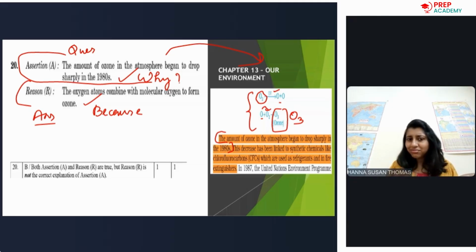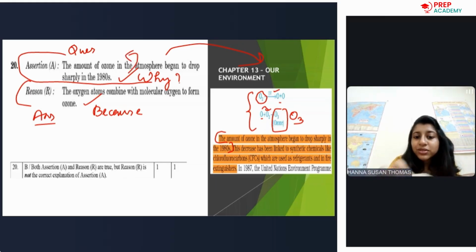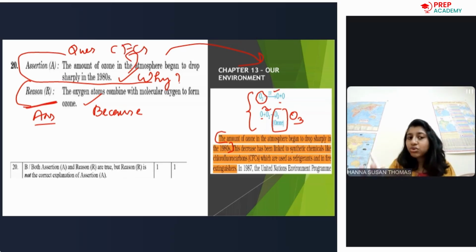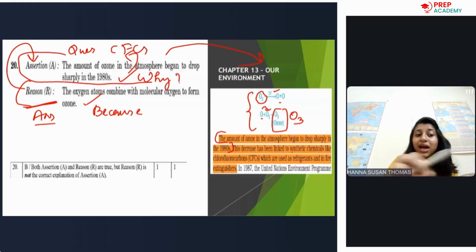Does this statement make any sense? Because the amount of ozone in the atmosphere began to drop sharply in the 1980s because oxygen atoms combined with molecular oxygen to form ozone. No, this is basically because of the presence of chlorofluorocarbons, right? CFCs. So that means the reason, although it's true, is not directly linked with the assertion statement.